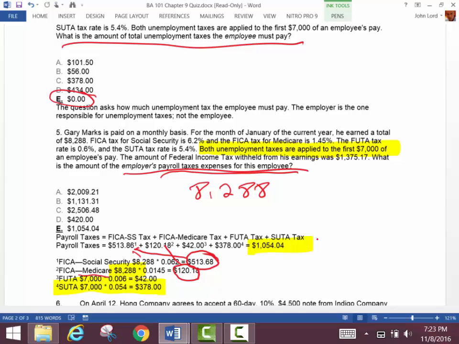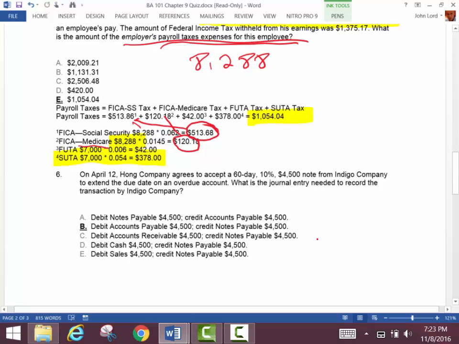Okay, good. Let's take a look at this one. This one is a 60-day note of $4,500 from Indigo Company to extend the due date on an overdue account. What entry needs to be recorded by Indigo Company, which is what? That's the person that issued the note. They're the ones with the liability, aren't they?